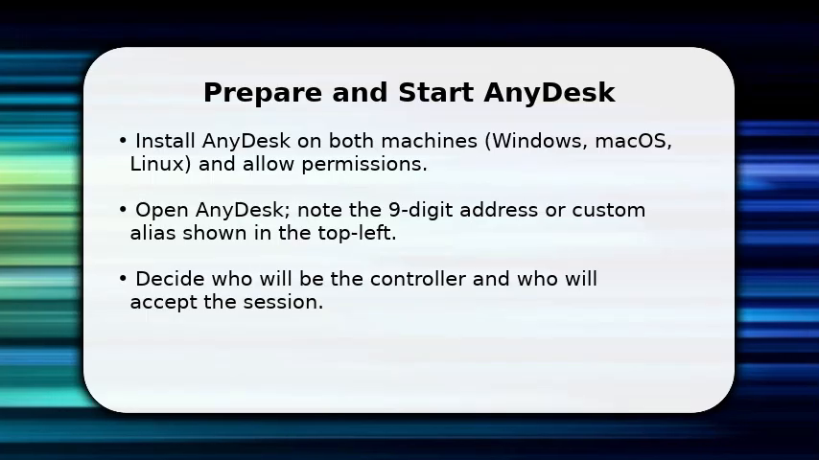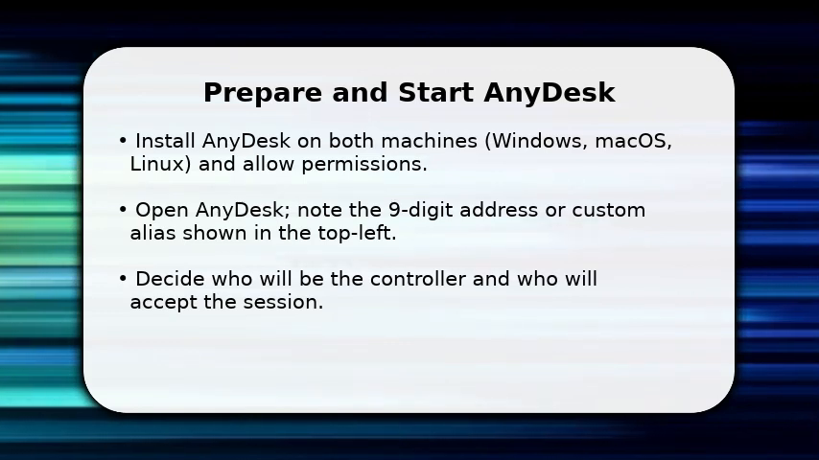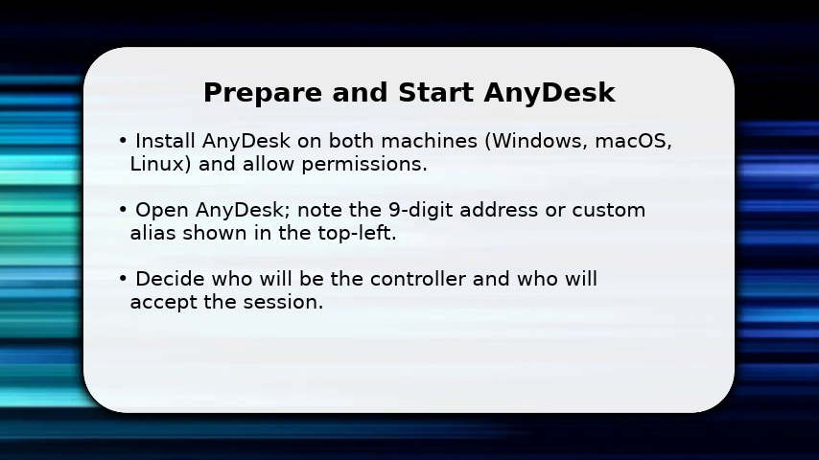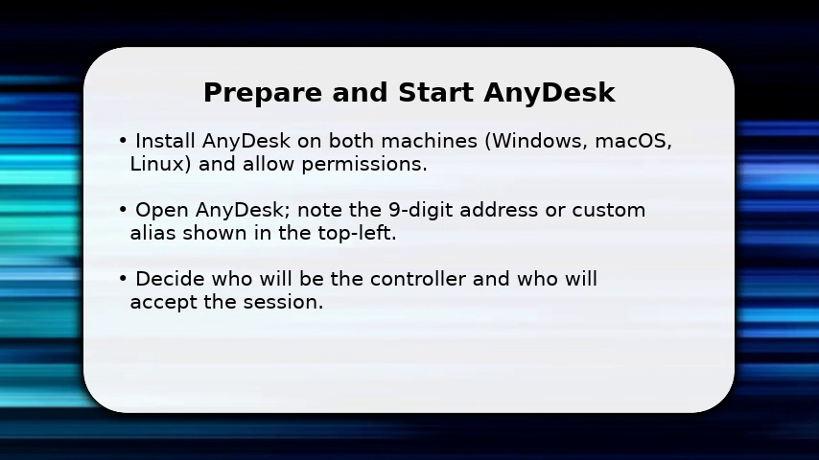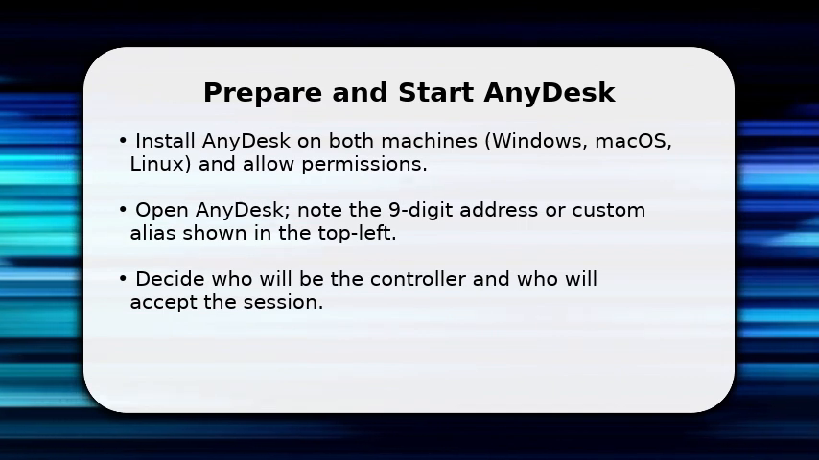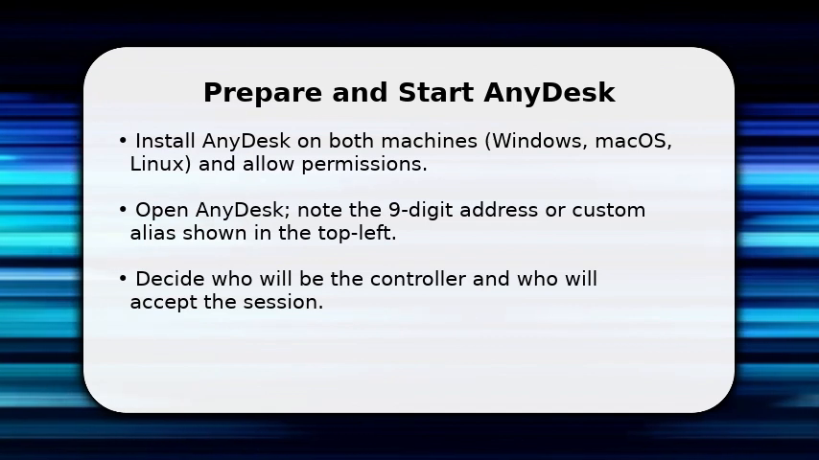You begin by installing and opening Anydesk on both computers. You need the remote machine's 9-digit address or your custom alias. Once done, confirm network connectivity and grant Anydesk required permissions like screen recording or accessibility. You choose roles now. One machine will request control, the other will accept. Make sure you communicate the address to the remote user securely. This fast start gets you to the connection step without delay and prevents permission blocks later.